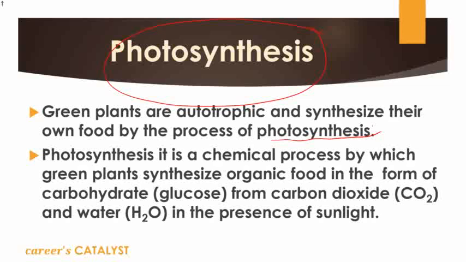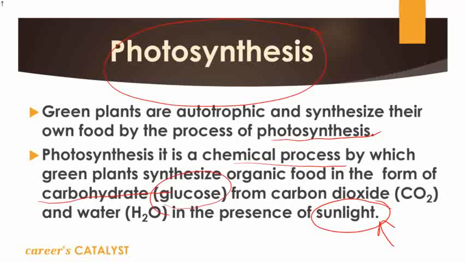It is just a chemical process by which green plants synthesize organic food in the form of what? Carbohydrate, or you can say glucose, from inorganic material like carbon dioxide and water, and obviously in the presence of sunlight. Sunlight is very important here. So this is defined as what?